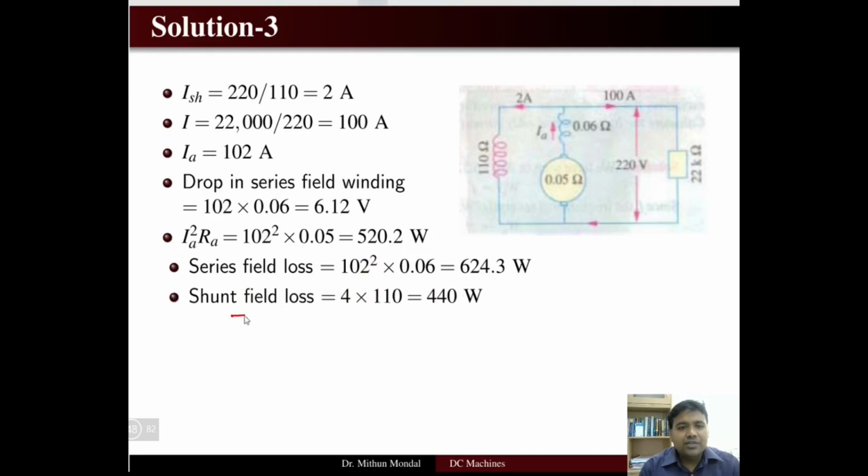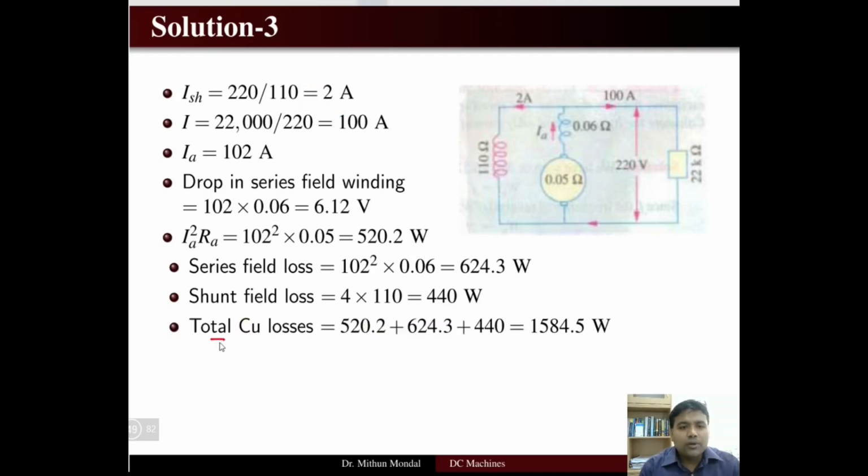And shunt field loss, so this is your shunt field. What is the loss here you have? So here you have 110 as the resistance of the shunt field winding multiplied with the current which is flowing, ISH square. So current is flowing as 2 ampere. So 2 ampere square is 4 multiplied with 110. You are getting 440 watt as the shunt field loss.